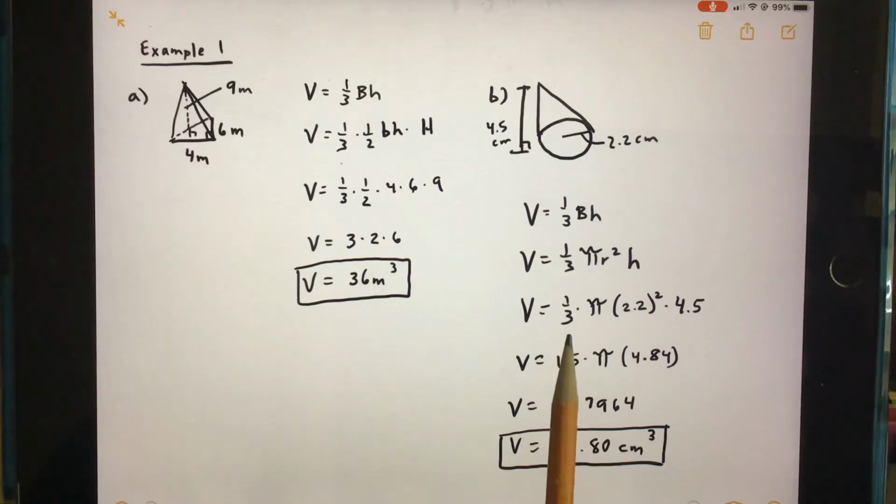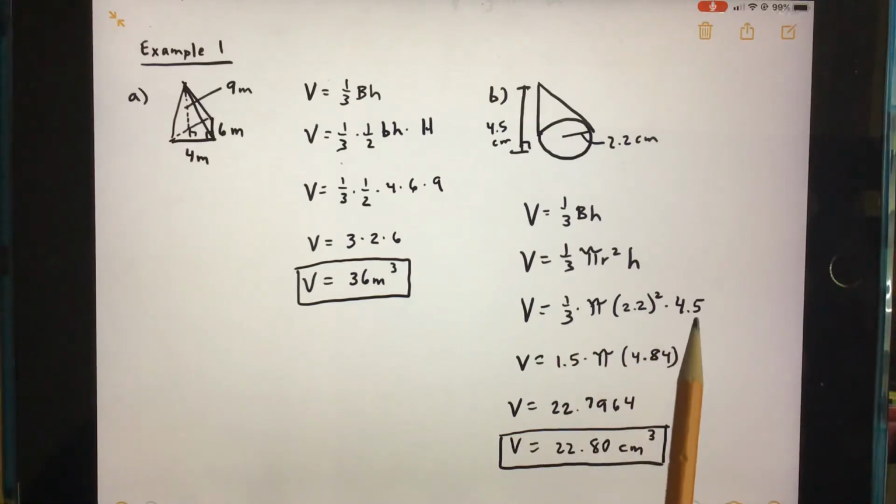I'm noticing that 1/3 of 4.5, I can think of that as 1/3 of 45. 1/3 of 45 is 15. Put my decimal point in, and that 1.5 then represents 1/3 times 4.5. 2.2 squared, I can think of that as 22 squared. I know that 22 squared is 484. Put the 2 decimal places in because we have 2.2 times 2.2, 2 decimal places, and multiplying that out gives us 4.84. At this point, I'll use my calculator to multiply 1.5 times pi times 4.84.